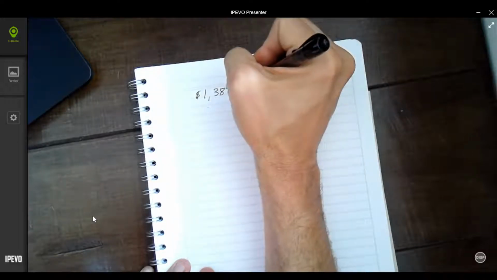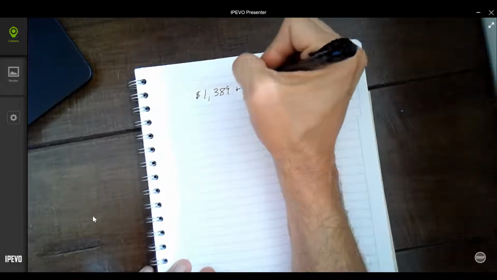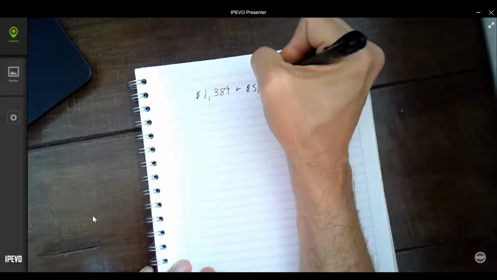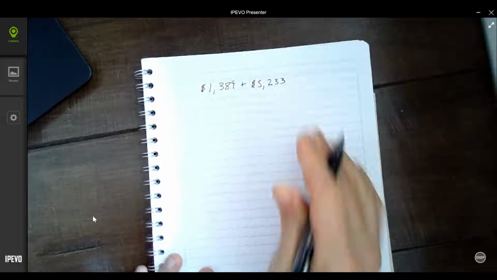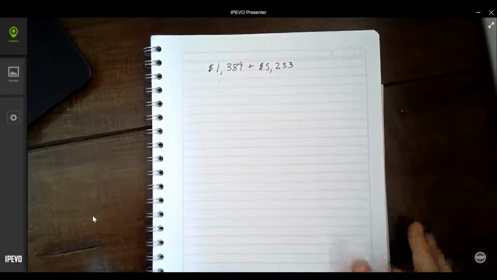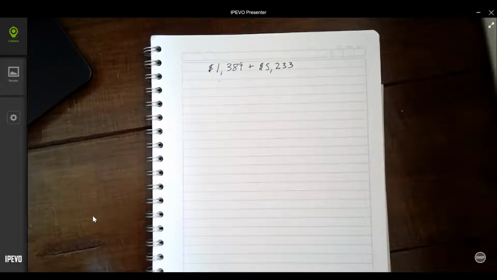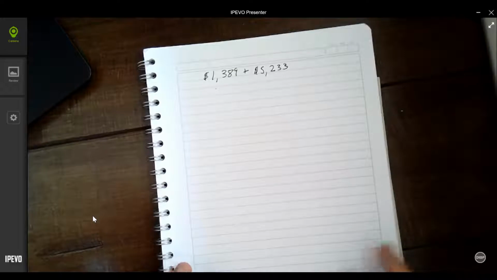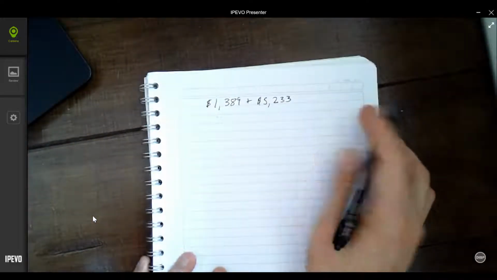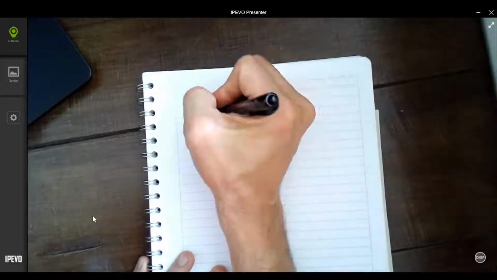All right, next problem to look at is $1,389 plus $5,233. Okay, hit pause and figure that out. Okay, so some of you may be using something called the expanded form strategy. So I want to go over it just so you see it, and to kind of talk about how it's not as efficient.